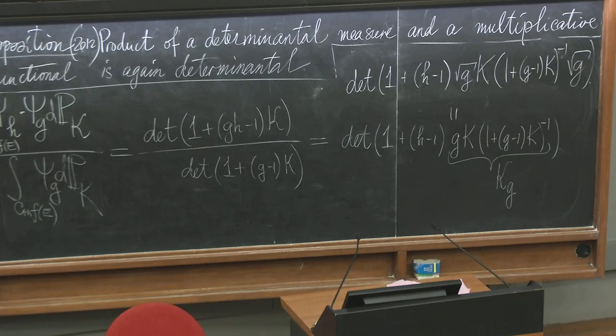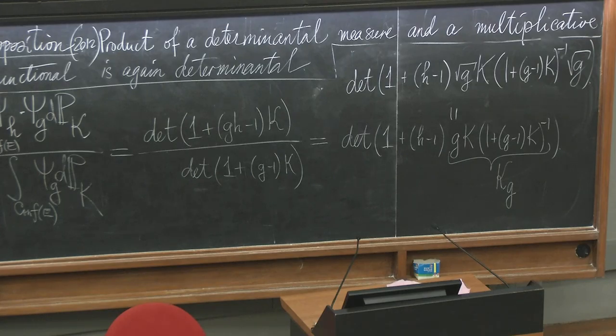then kg, which is equal to square root of g, k, 1 plus g inverse, is a projection onto the subspace square root of g L. Let us check this. Let us very quickly check this. So, proof.